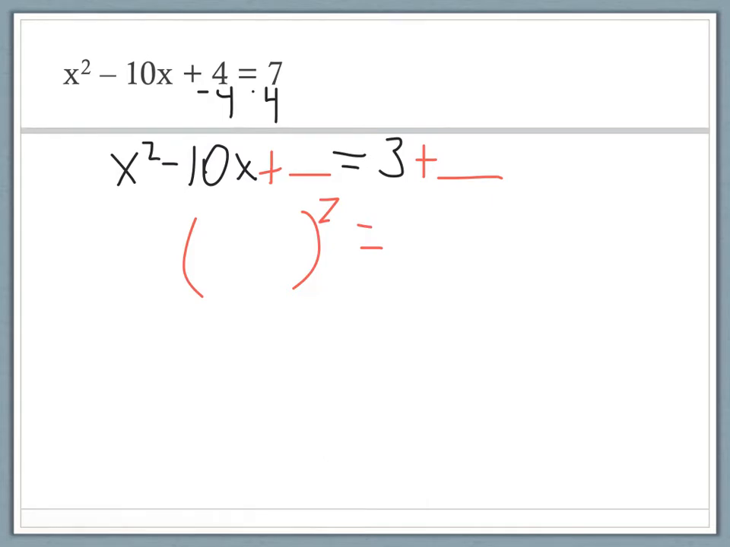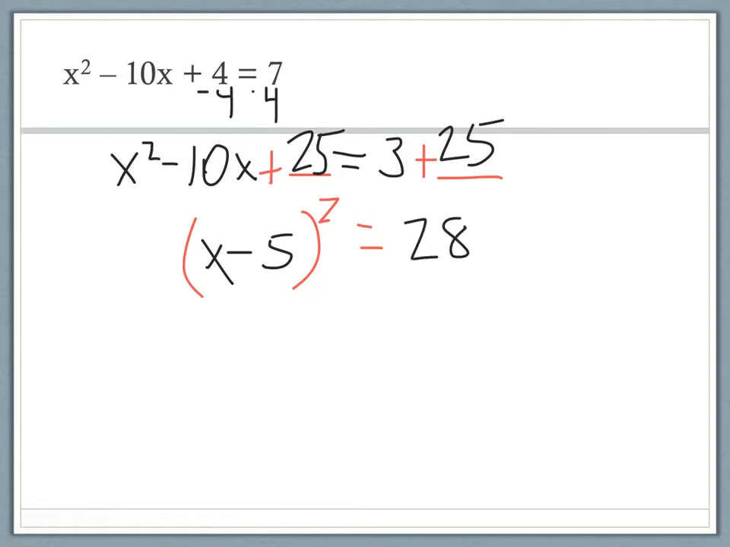We're going to do half of negative 10, which is negative 5. You're always going to match the sign. If it was a minus, it'll be a minus down there. Now we have to square it, though. Negative 5 squared is a positive 25. And if you add 25 to one side, you got to add 25 to the other side. Okay, so my left side is done. Now let's do 3 plus 25, which is 28.